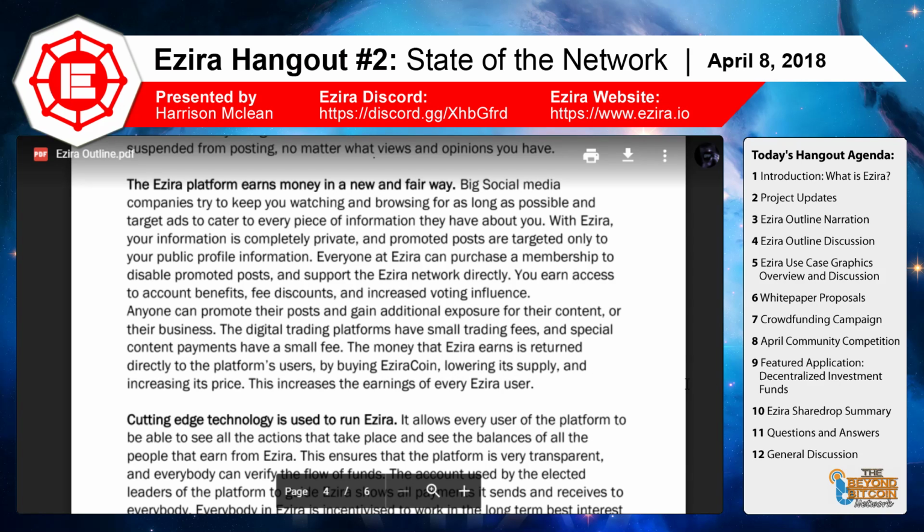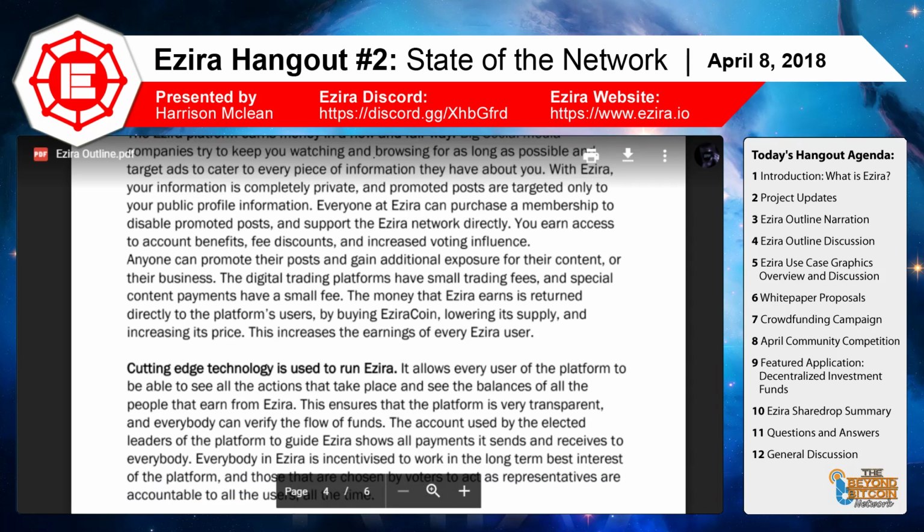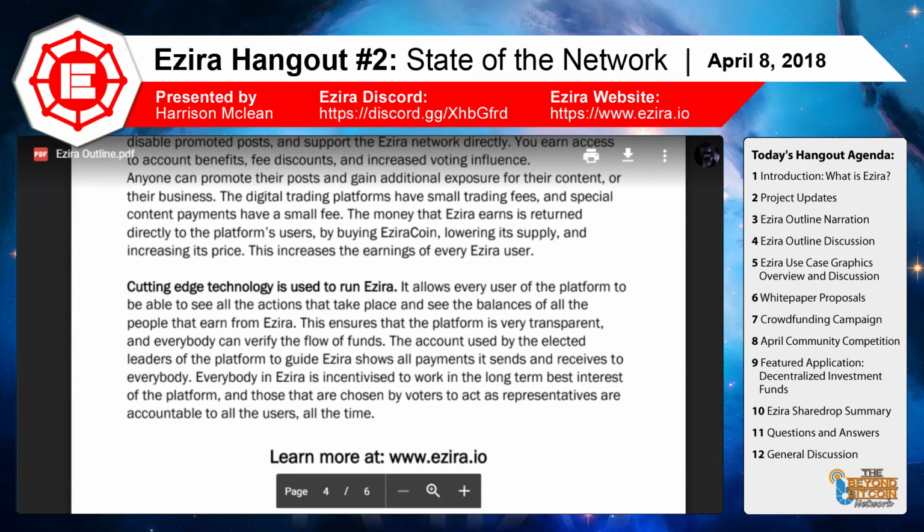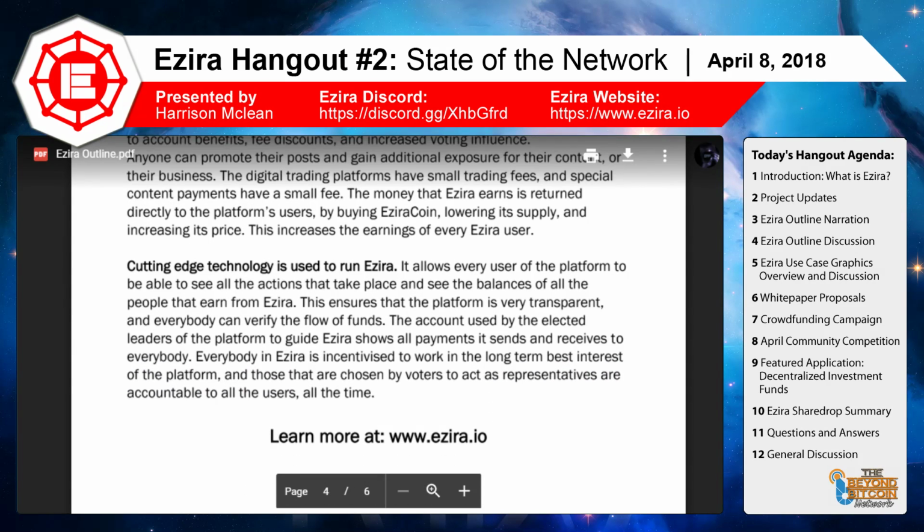Cutting-edge technology is used to run Ezira. It allows every user of the platform to be able to see all the actions that take place and see the balances of all people that earn from Ezira. This ensures that the platform is very transparent and everybody can verify the flow of funds.